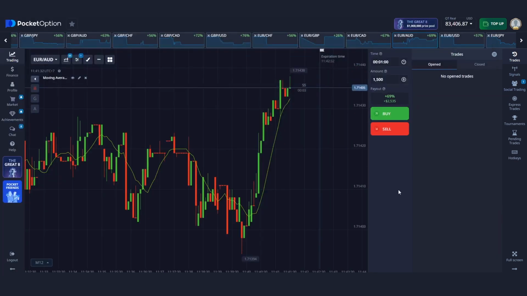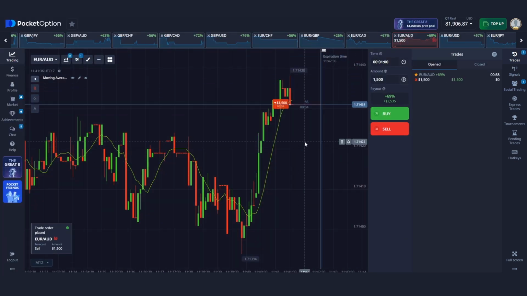And I receive a sell signal on the new 5-second candle, opening my sell trade. This will be my best entry point.